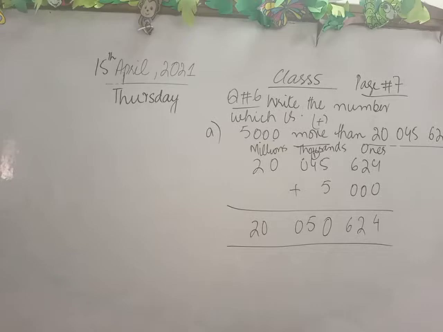Then I will get 4 plus 0 is 4, 2 plus 0 is 2, 6 plus 0 is 6, 5 plus 5 is 10. So I write 0 below the 5 and 1 as a carry. The next number will be 5, then 0, 0 and 2 as it is. So in total we can read as 20,50,624. Okay.